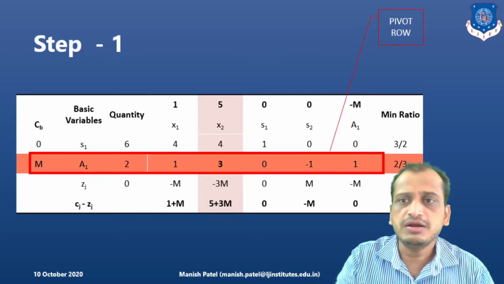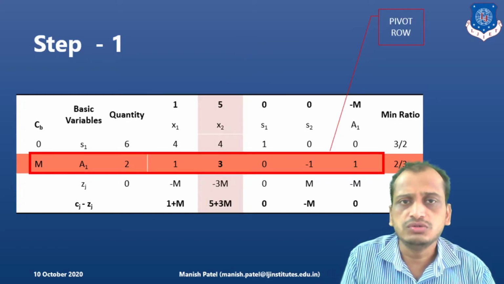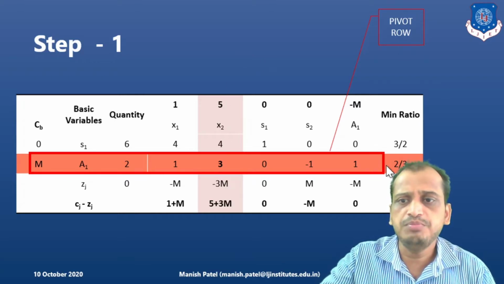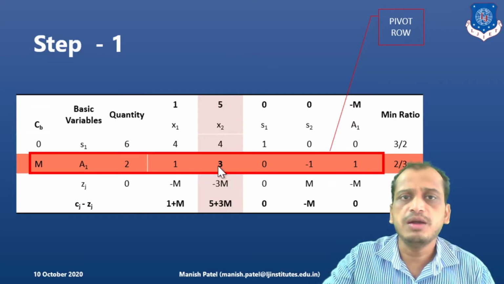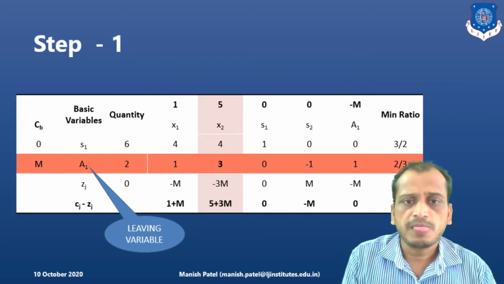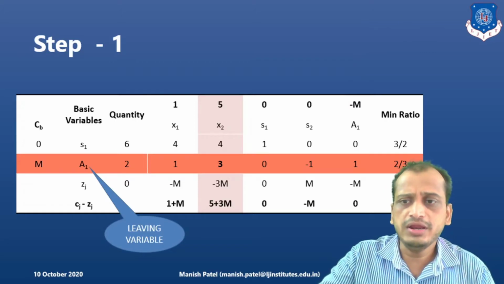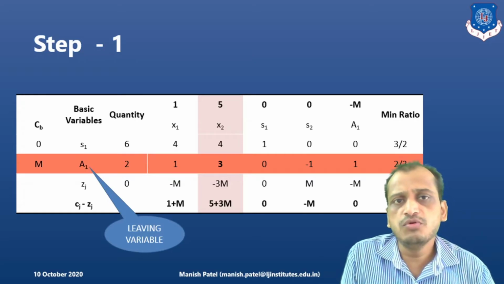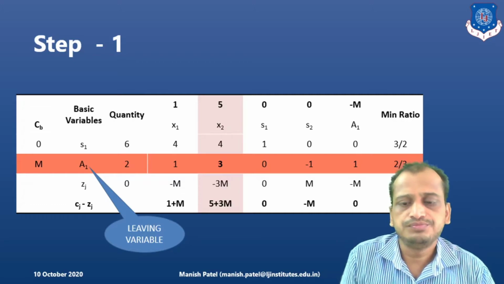So that is our pivot row. Understood? The least positive in the minimum ratio is our pivot row. Now pivot column and pivot row, their intersection is 3. So that is our pivot number. So if you see here, according to this pivot row, this variable A1 is the leaving variable. Leaving variable means in the next table we will remove the variable A1.